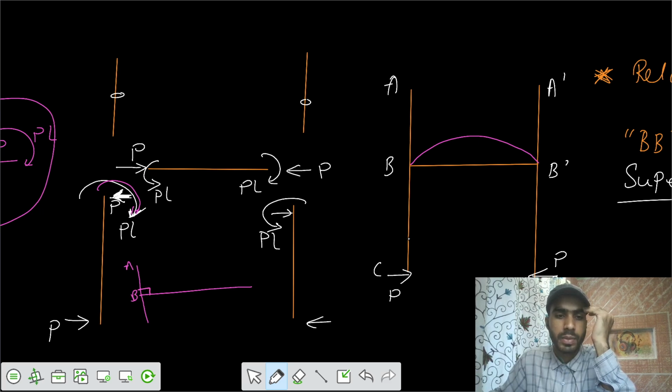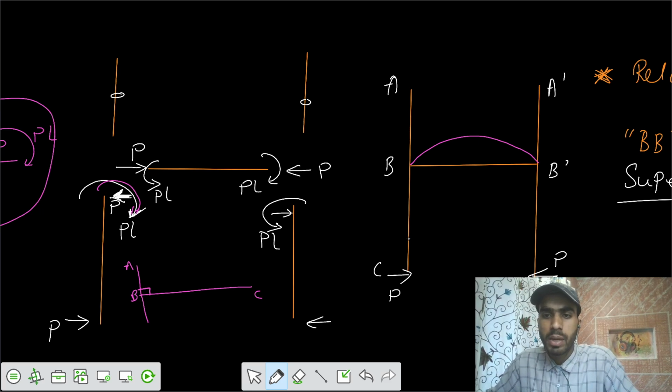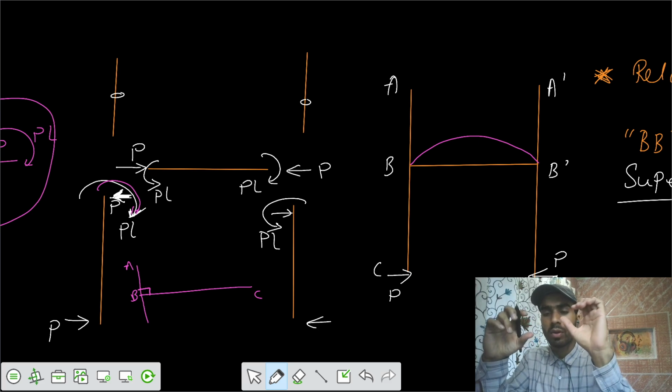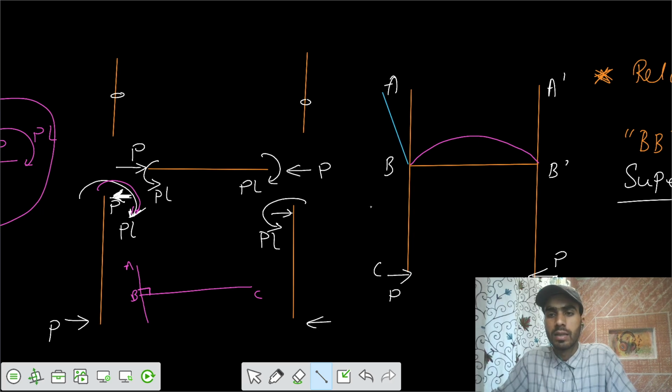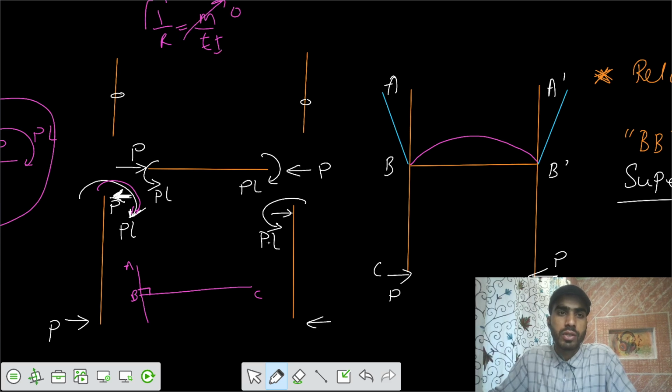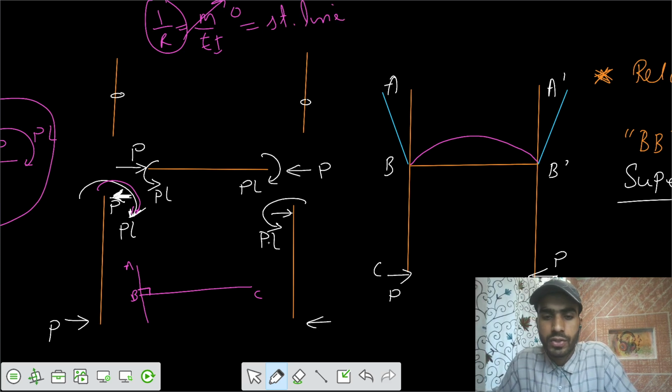This was A, this was B, and C. Similarly, if the member BB dash has been deflected because of this curvature, you have to maintain the slope also at 90 degrees. But one thing is that in the member BA there is no load, so it will remain as a straight line. We know the curvature relation: 1/r equals M by EI. If the bending moment is 0 in the member, then the curvature is 0, which means it will remain as a straight line.